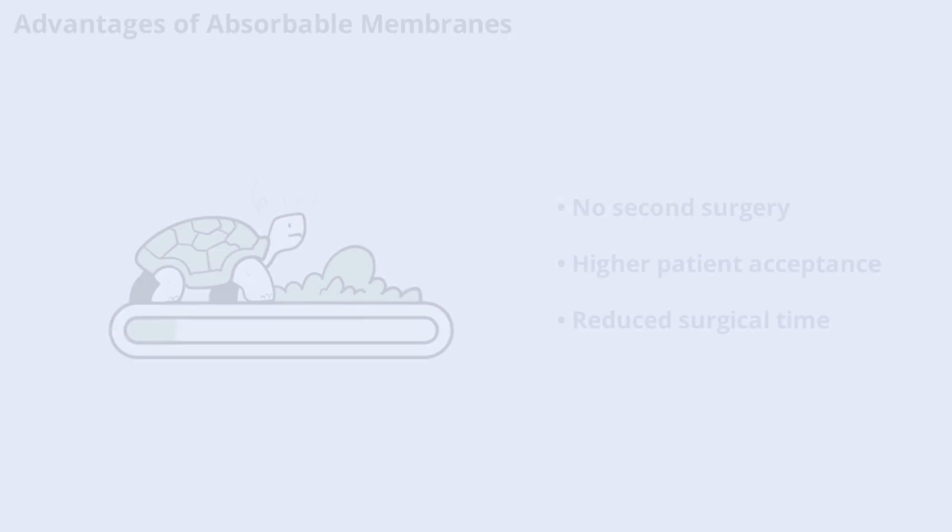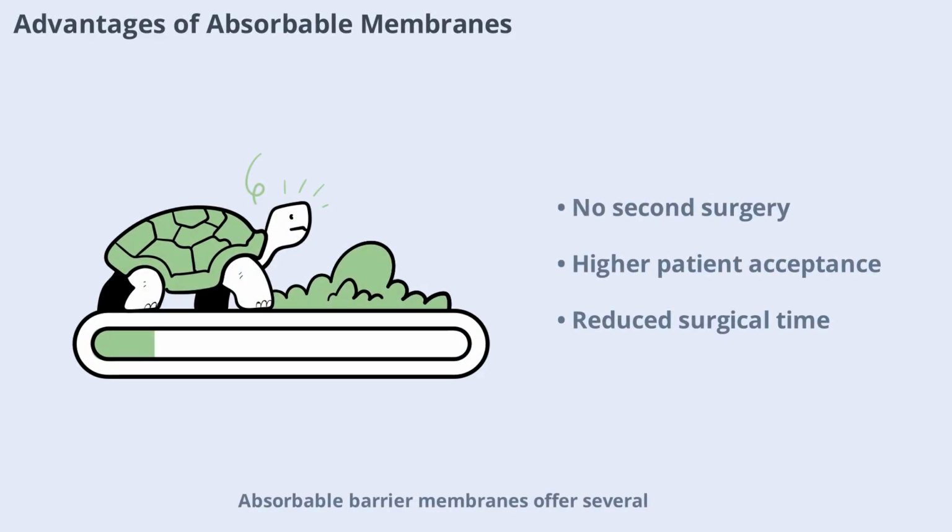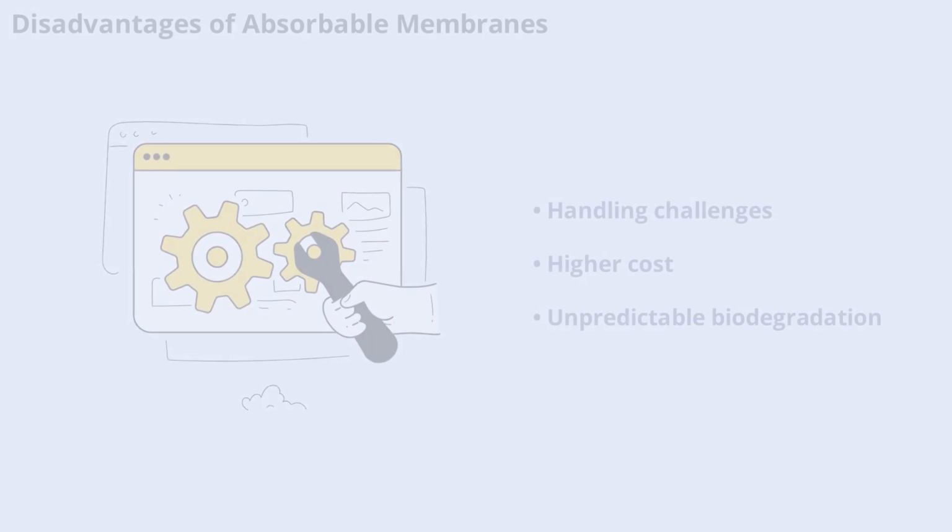Absorbable barrier membranes offer several advantages in guided tissue regeneration. They eliminate the need for a second surgical procedure to remove the membrane, which reduces surgical time and patient discomfort. Patient acceptance is generally higher, and there is a lower risk of losing regenerative tissue due to the absence of a second surgery. These benefits make absorbable membranes a preferred choice in many clinical situations, especially when patient compliance and comfort are priorities.